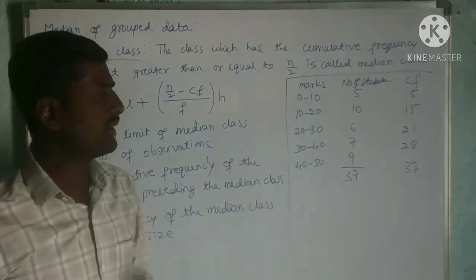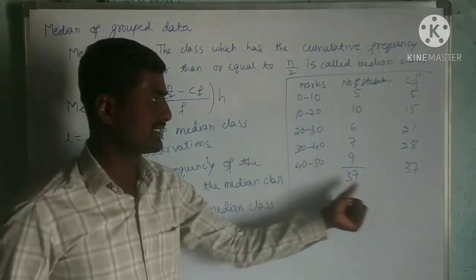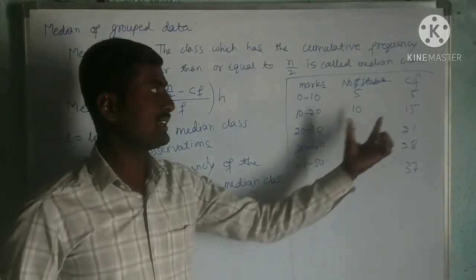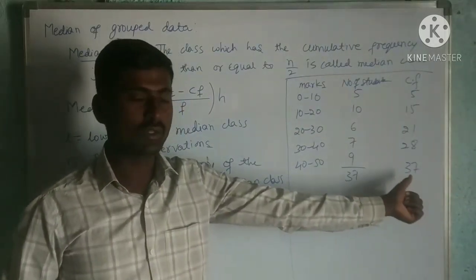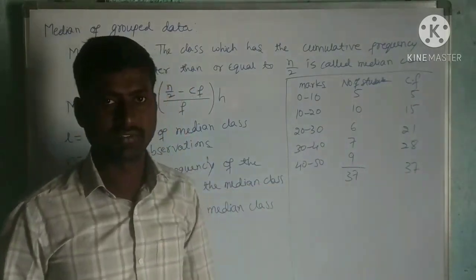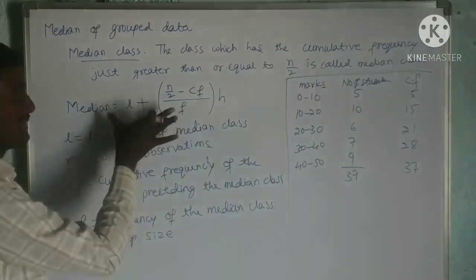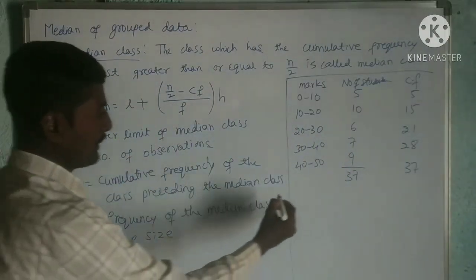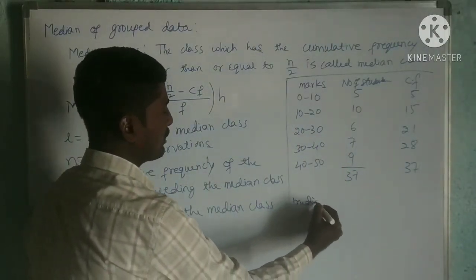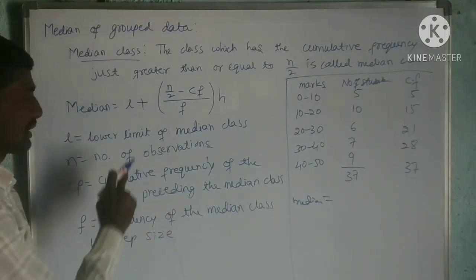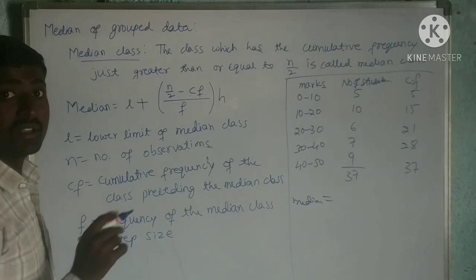Let us take one example. Already we discussed this example. They have given this data only. For that I have written CF. You know already how to write CF. I have to substitute the values given in this formula. Now median is equal to L. L is nothing but the lower limit of the median class.